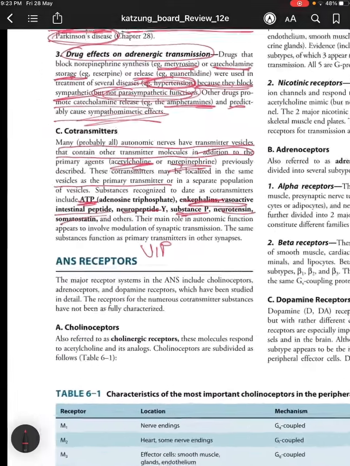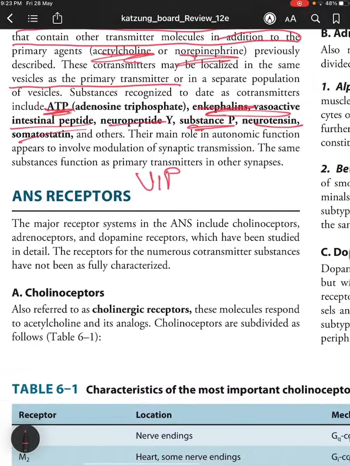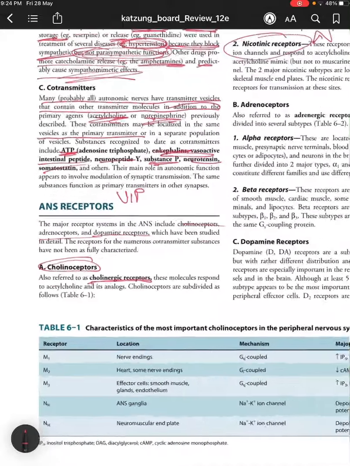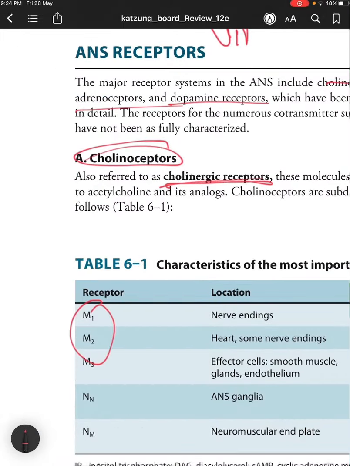Now coming to ANS receptors. The major receptor systems in the ANS include cholinoceptors, adrenoceptors, and dopamine receptors, which have been studied in detail. First coming to cholinoceptors, also referred to as cholinergic receptors, these molecules respond to acetylcholine and its analogues. Cholinergic receptors are divided into muscarinic or M-type and nicotinic or N-type receptors. We have 5 types of muscarinic receptors, but only 3 are mentioned here. M4 and M5 are found in the CNS.